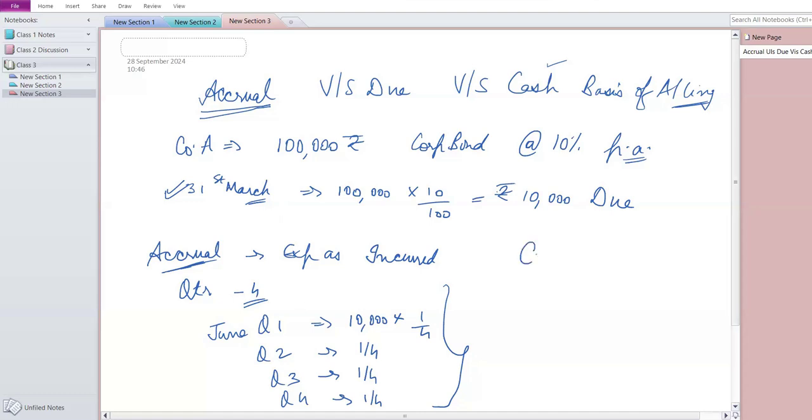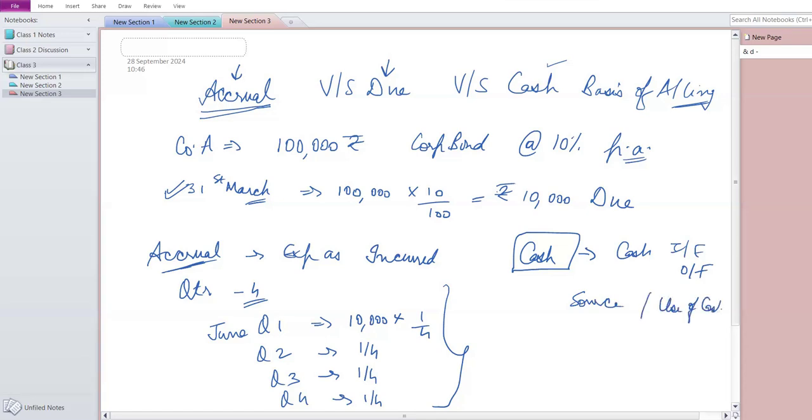But there is one more concept which doesn't follow this accrual basis, neither does it follow the due basis concept. It only follows the cash inflow or outflow, or you can say in other words, the source of cash or the use of cash. This is how the terminology is used, but the concept remains the same.